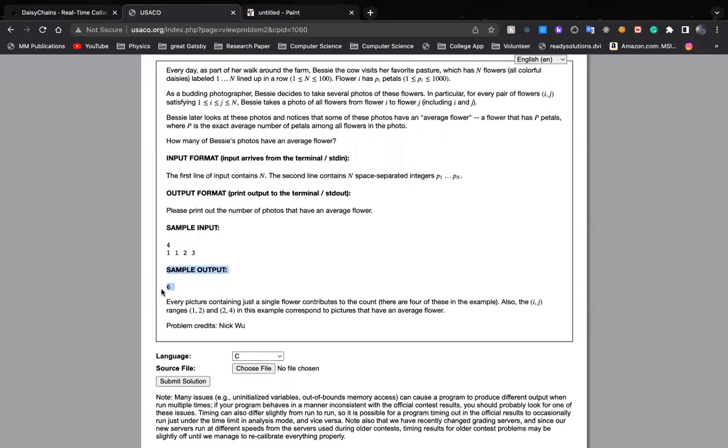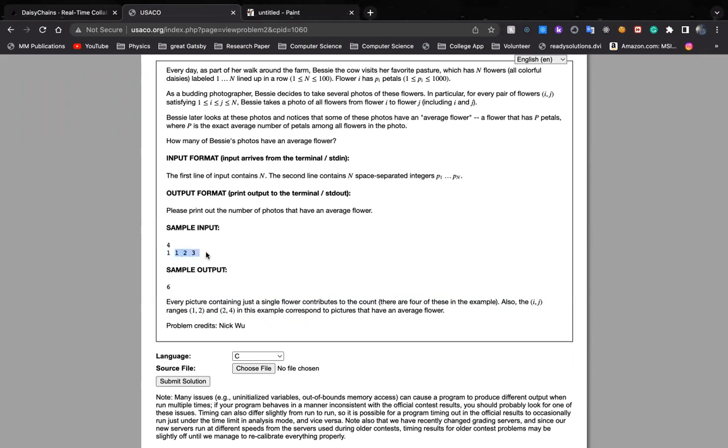And look at that. That's also the value here. And if you read it, it says every picture containing just a single flower contributes to the count, just like we talked about. So there's going to be 4 always added. And then from the ranges 1 to 2 and 2 to 4. Basically, in this case, 1 to 2, we're starting from 1, right? So 1 to 2 would be 1 plus 1 over 2.